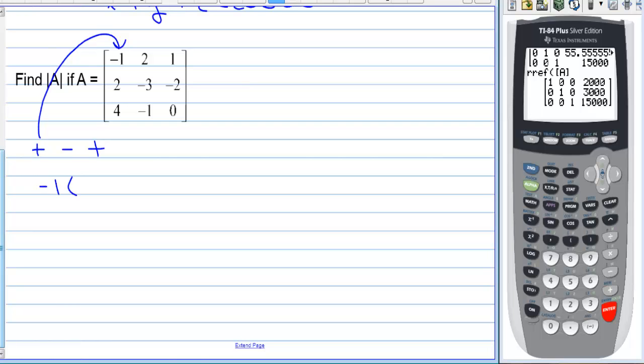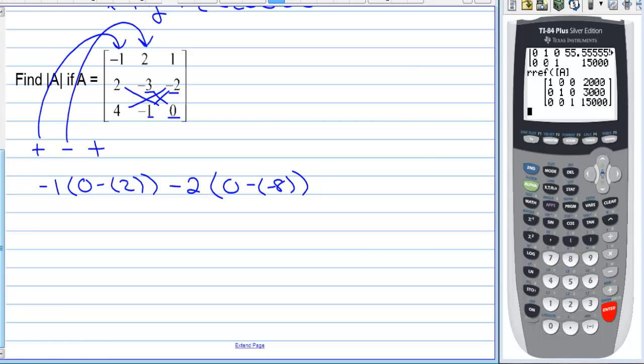So minus 1 times, we're going to have these 4 right here when we cross out the row and column. So 0 minus 2 when we cross multiply. And then the negative goes with the 2. So it's not going to be plus 2. It's going to be minus 2 times 0 minus negative 8. And then this plus will go with the 1. And then we'll have these 4 right here. So that's going to be plus 1 times negative 2 minus negative 12.